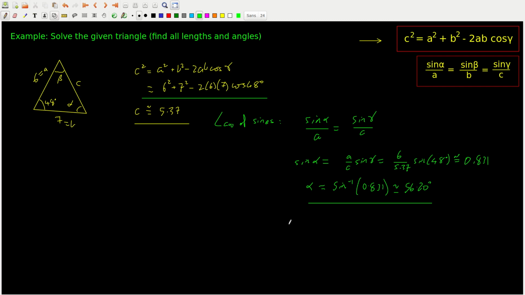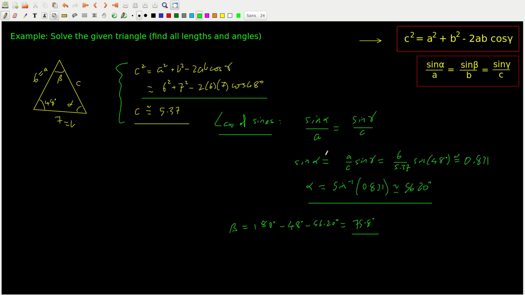Okay, so then we have the angle alpha, and that tells us that the final angle beta is just going to be the difference of all of these angles from 180 degrees, because we've got a 48 degree angle and a 56.2 degree angle. That leaves us with about 75.8 degrees as the final angle beta. Okay, so that gives an example of how you use the law of sines and the law of cosines in the same problem.